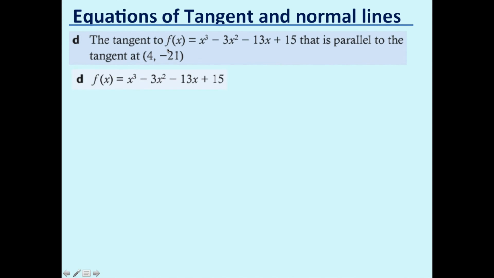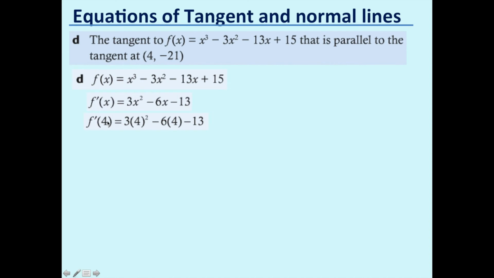So here's our function. Fairly standard principle by now then. We're going to try and find the derivative, which is going to enable us to find the tangent at a point. So here's our function, straightforward, should be getting the hang of this now, using the power rule and the constant multiple rule to find the derivative of that, f dash x. We've been asked to find the tangent which is parallel to the tangent at 4, negative 21.